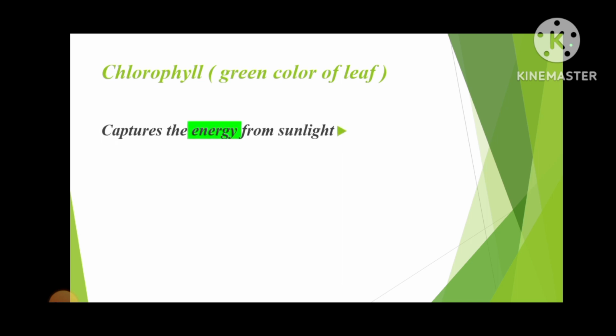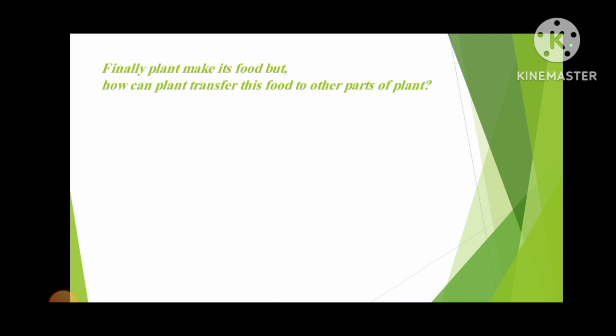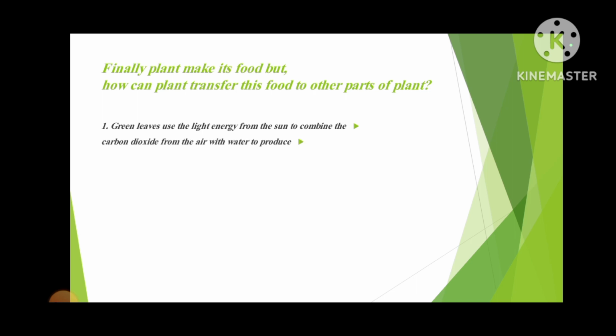But sunlight is absorbed by chlorophyll. Chlorophyll gives the green color to the leaf, and this chemical substance captures or absorbs the energy of sunlight. So the leaf can absorb carbon dioxide by stomata and can absorb sunlight by using chlorophyll. Finally, the plant makes its food.